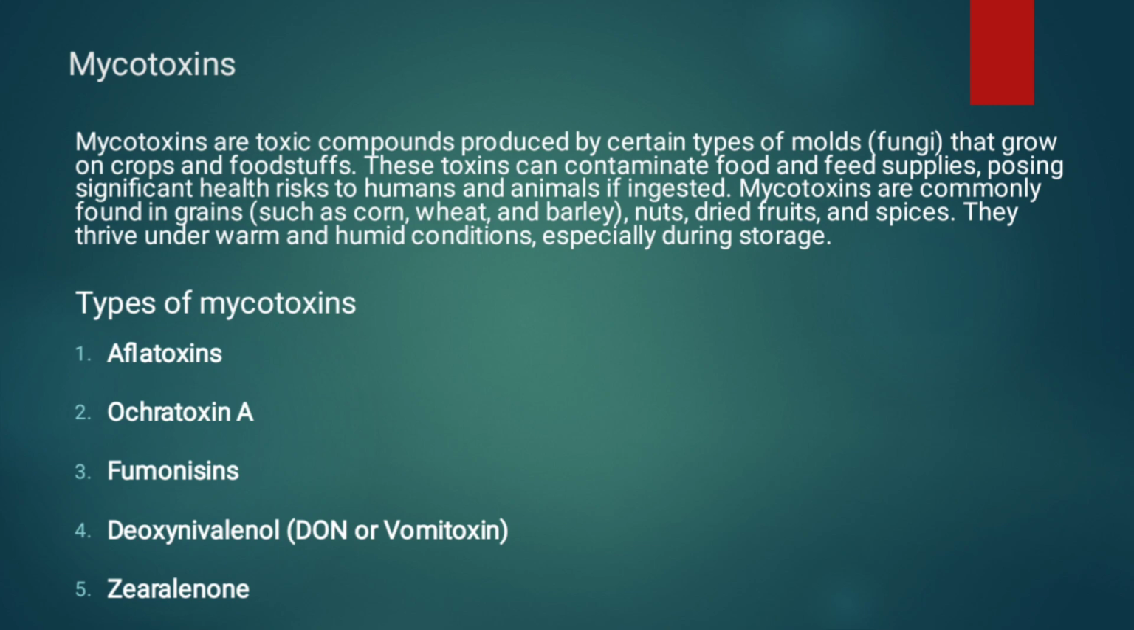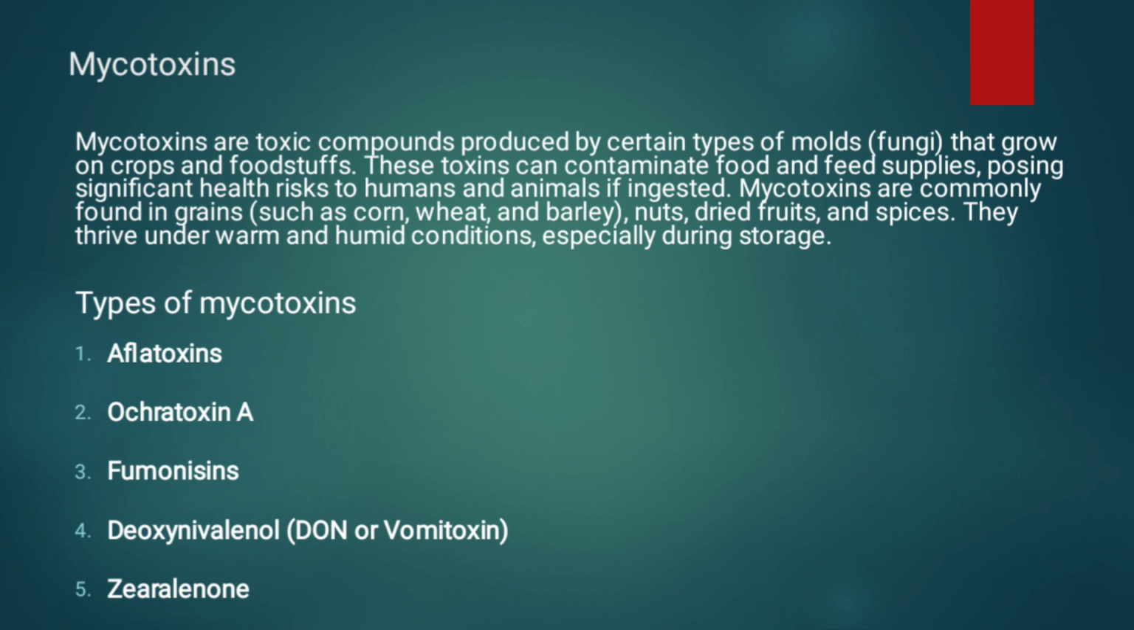They are aflatoxins. Aflatoxins are produced by Aspergillus species, commonly found in peanuts, corn, and tree nuts. Aflatoxins are known to be carcinogenic. The next one is ochratoxin A. It is produced by Aspergillus and Penicillium species. It can be found in grains, coffee, wine, and dried fruits. Ochratoxin A affects the kidney and may cause cancer.